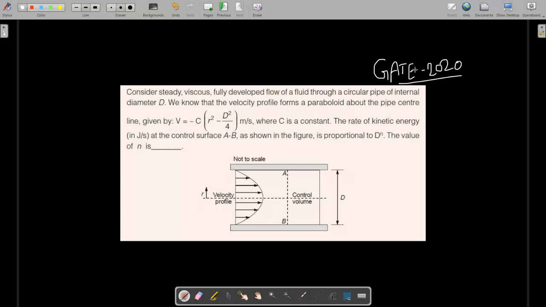If you solve by using pressure drop or anything, you will be very confused, but I am going to tell you one very basic method so you can easily solve this.